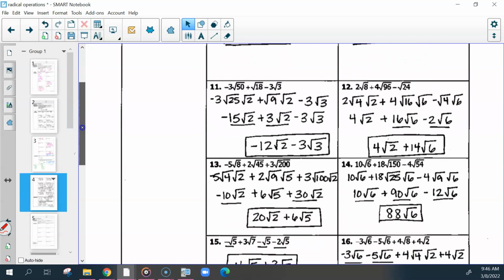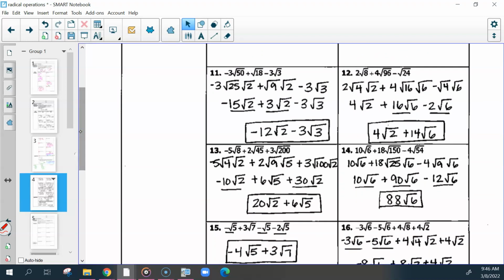Number 11. Negative 12 times the square root of 2 minus 3 times the square root of 3. 14. 88 times the square root of 6. What questions do we have on those two?